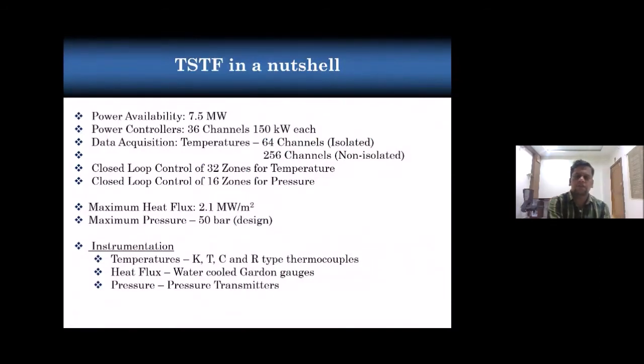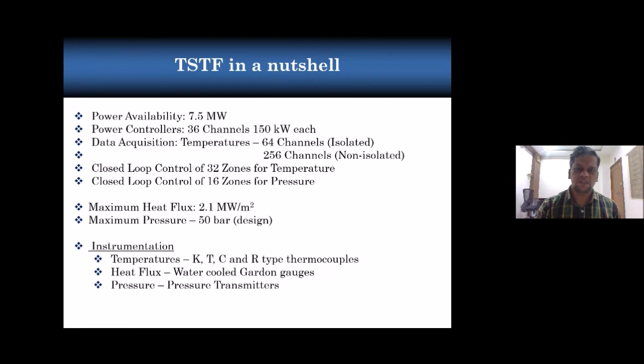So finally, I will give you a brief about our facility. Our facility has a maximum power of 755 megawatt electric power connection. An electric substation is dedicated to our facility. We have 36 channels of 150 kilowatt controllers, 64 isolated DAC channels for temperature and 256 non-isolated channels. Then 32 zones of closed loop and 16 zones of pressure, and the maximum heat flux we can simulate with IR is 2.1 megawatt per meter square.